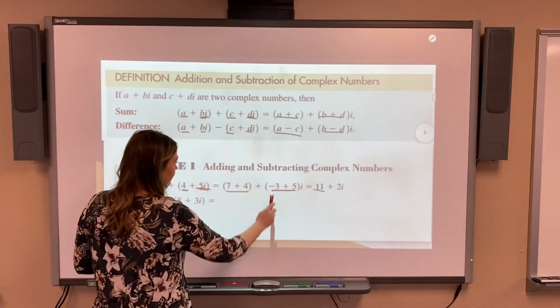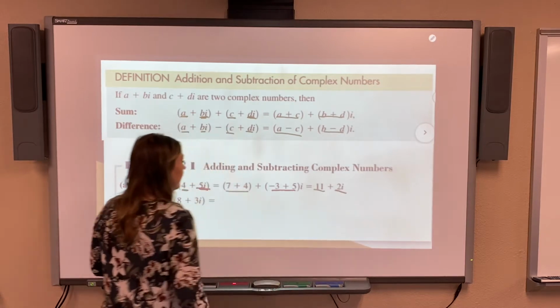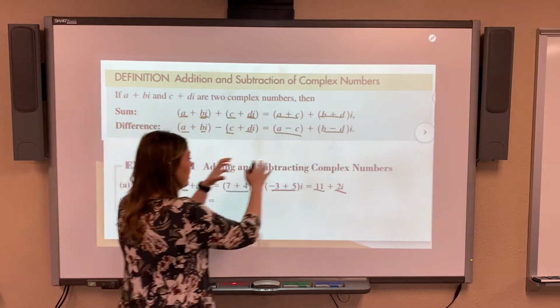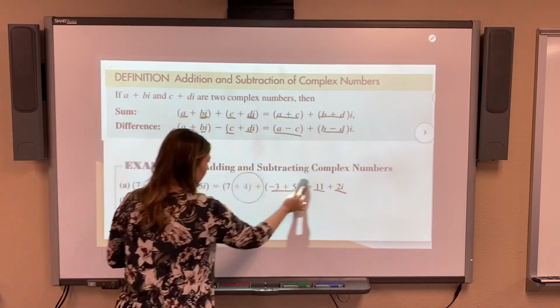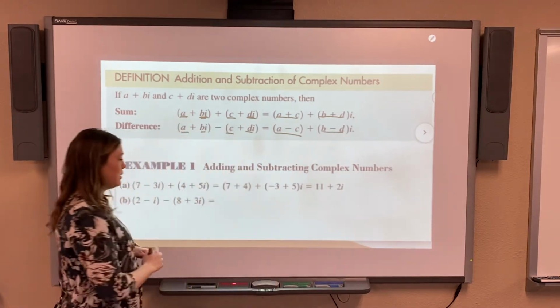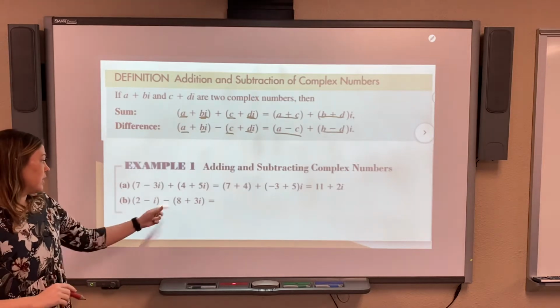And then we have -3 plus 5 is 2i. I usually go straight from here to here, but if you need this extra step in the middle, go for it. That's okay. There's nothing wrong with doing too many steps. So now let's do a subtraction.